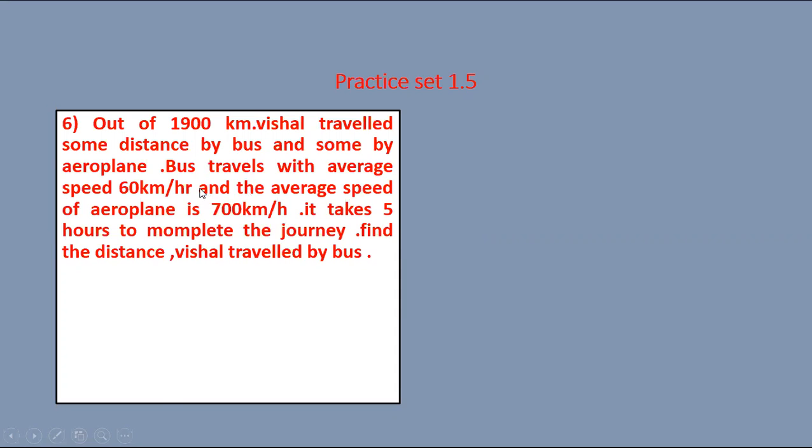बस ताशी 60 किलोमीटर वेगाने आणि विमान ताशी 700 किलोमीटर वेगाने धावते. It takes 5 hours to complete the journey. तेव्हा 5 तासामध्ये तो प्रवास पूर्ण होतो. तर विशालने बसने कापलेले अंतर किती?